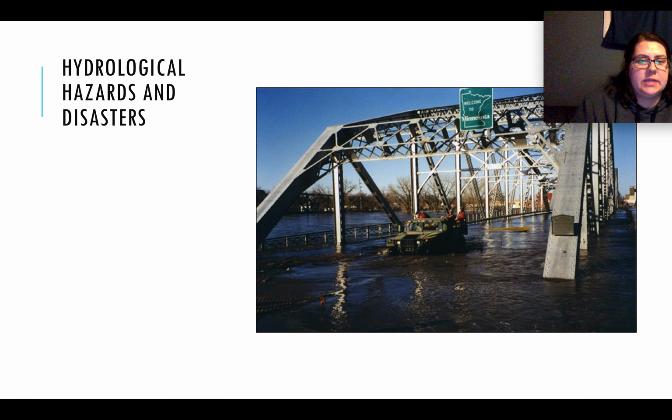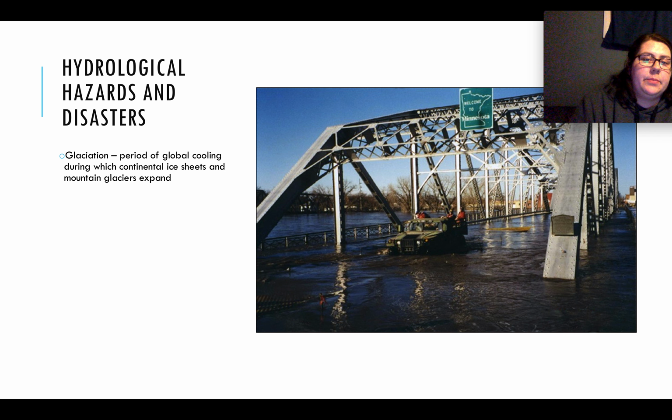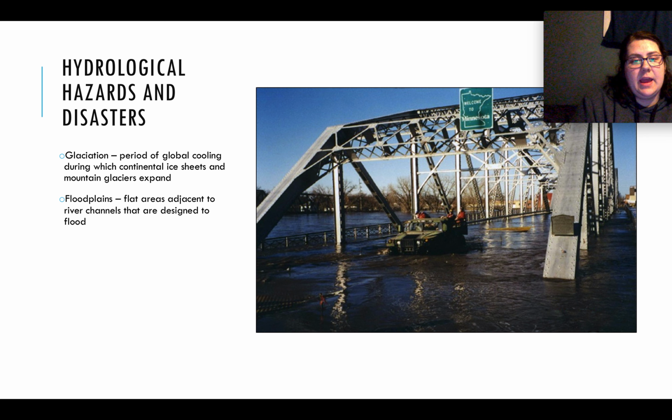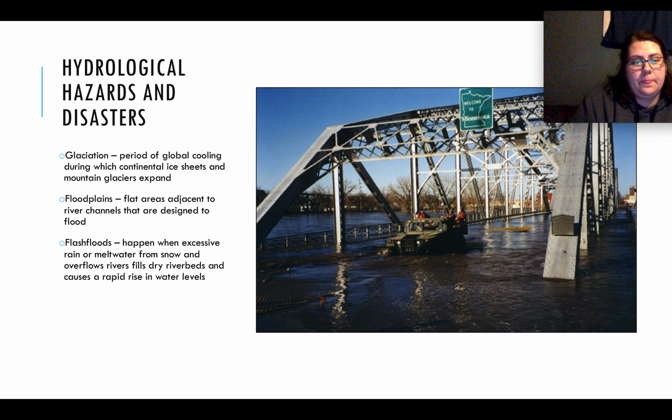Hydrological hazards and disasters. Glaciation: a period of global cooling during which continental ice sheets and mountain glaciers expand. Floodplains: flat areas adjacent to river channels that are designed to flood. Flash floods happen when excessive rain or meltwater from snow and overflow rivers fill riverbeds and cause rapid rise in water levels.